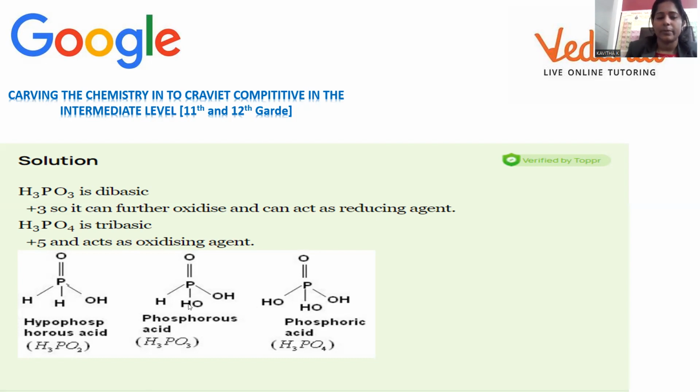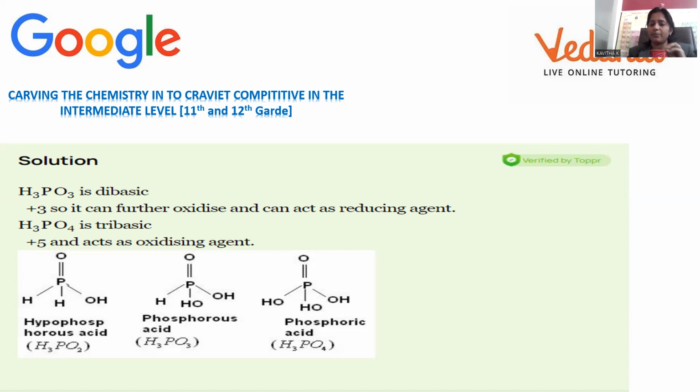It is clearly explained. Move on to H3PO4. If you see H3PO4, let's count the oxidation state around the central phosphorus. Here, -2, -1, -1, -1. Total negative charge is -5. Around the central phosphorus, +5 will be there, no?